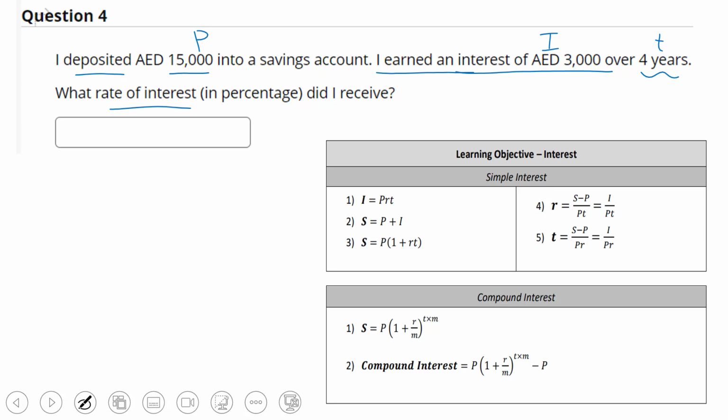Okay, I know this one. From where can I get R? Yes, R here is I over PT. I is given, 3,000, over the principal amount 15,000 times T, how many years? 4 years. If it is not in years, I have to change it into years, right? So how does it come? It is 0.05. But he's asking you to write it in percentage, so you have to multiply by 100. So you have 5%.